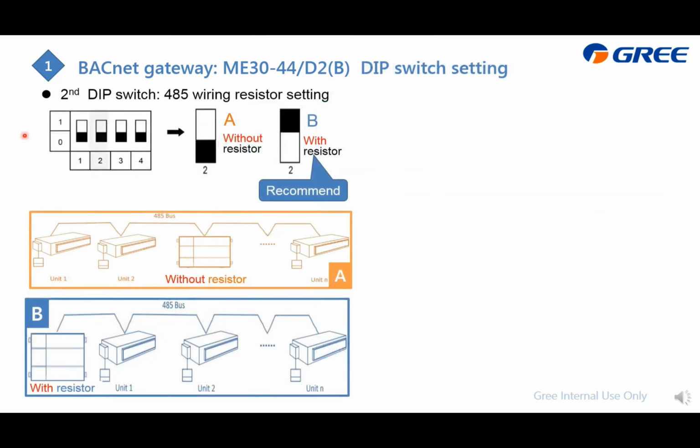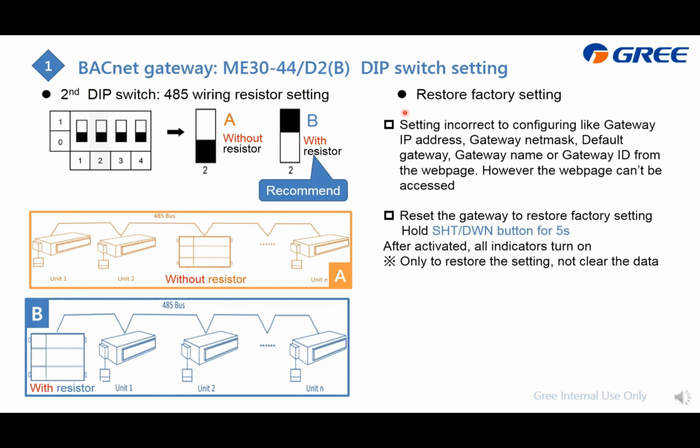Dip switch setting. This time we only use this second dip, which is to turn on or turn off the built-in resistor. As it is an RS485 connection, if this gateway is located at the top or tail of this RS485 bus, then we need to turn on this built-in resistor to ensure the communication. Although this A and B connection is allowable, we recommend this B to ensure the communication. And this is how to restore to factory setting, already introduced.